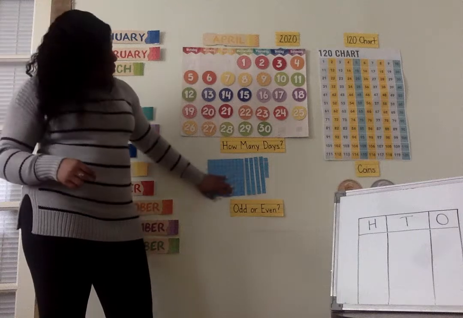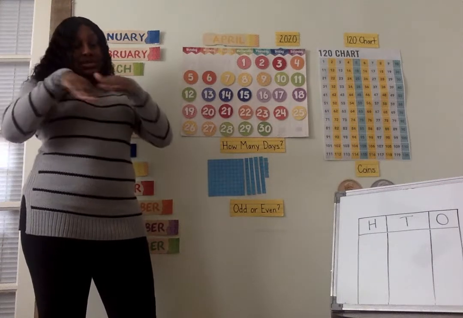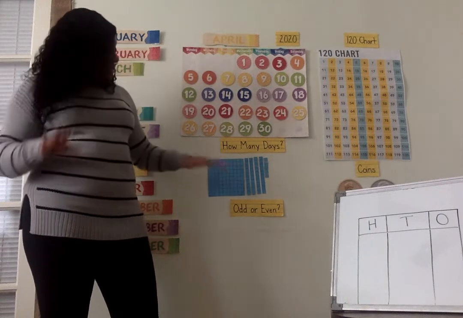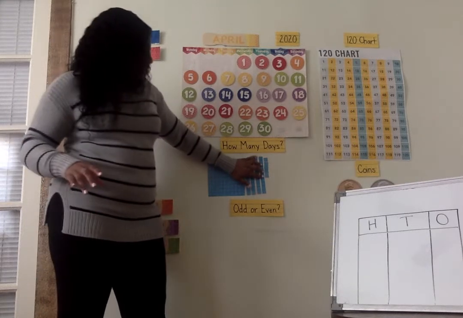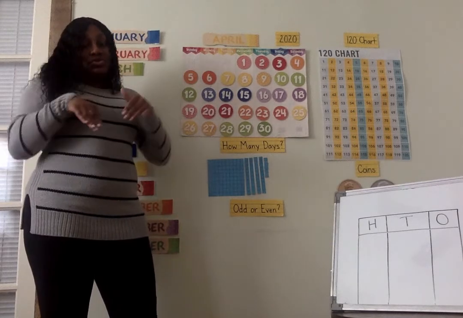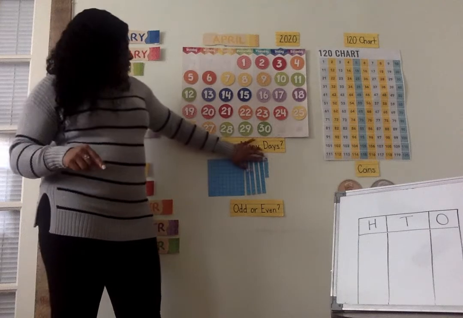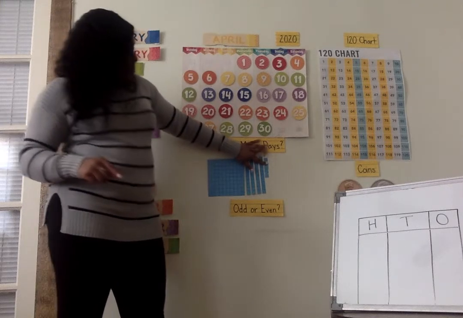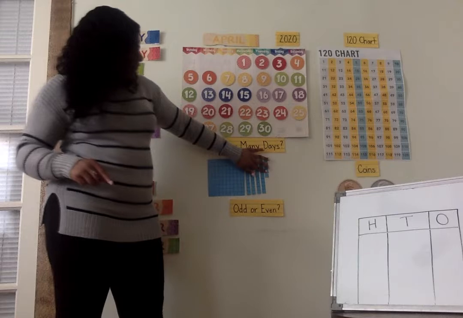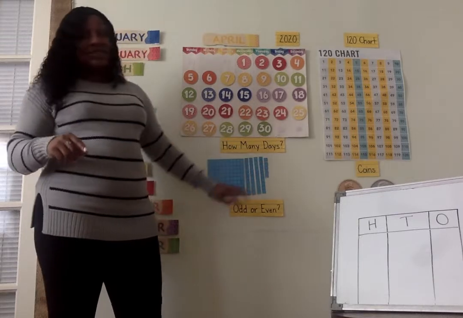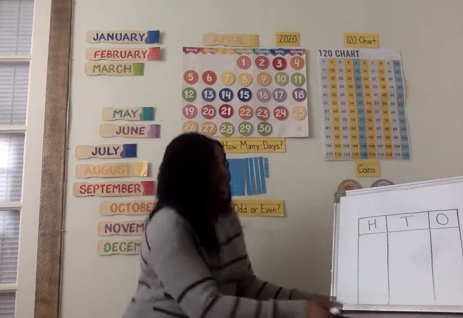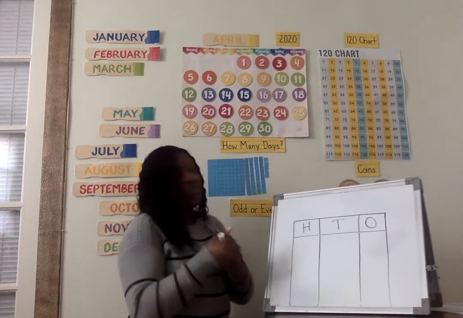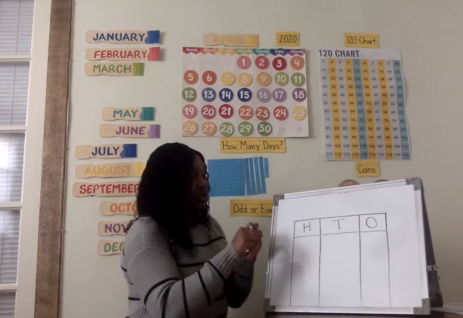Get ready. 100, stop, switch, count by tens. 110, 120, 130, 140. Stop, switch, count by ones. 141, 142, 143, 144, 145. Wow, we've been in school 145 days. I'm going to go ahead and write that number in our hundreds, tens, and ones chart.